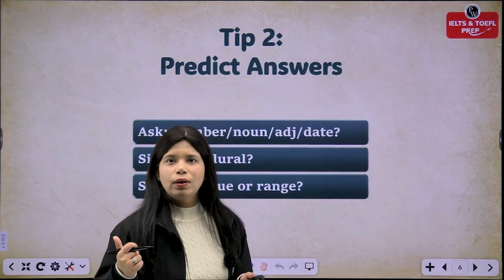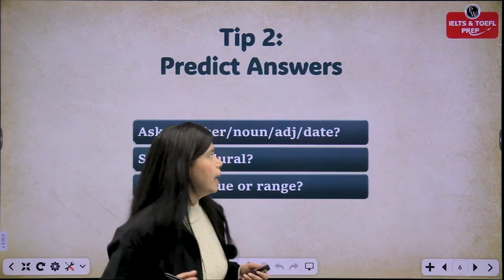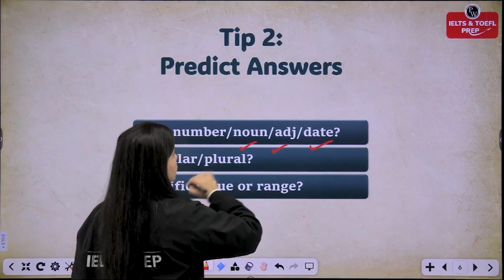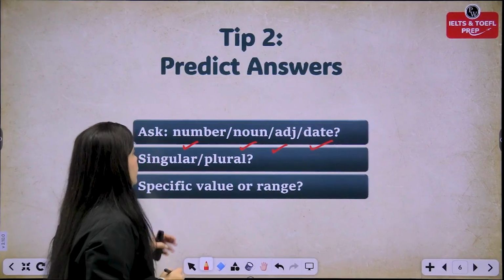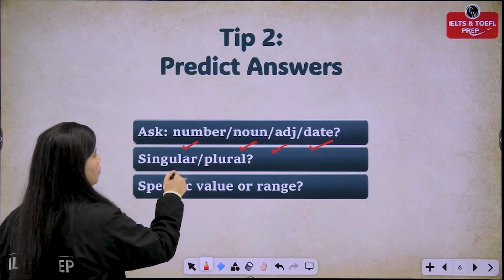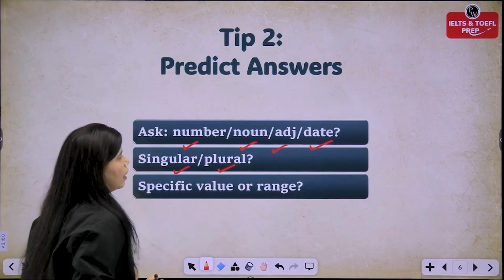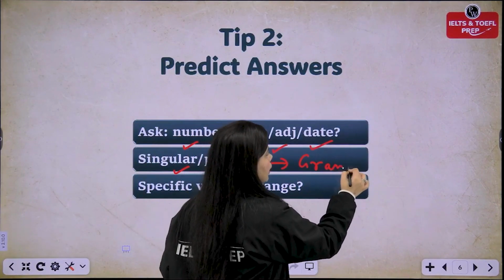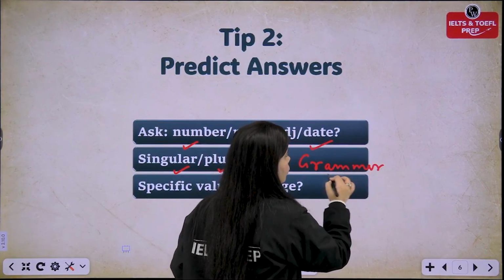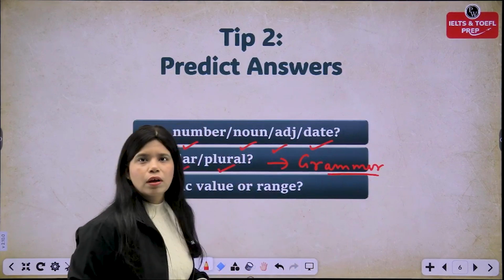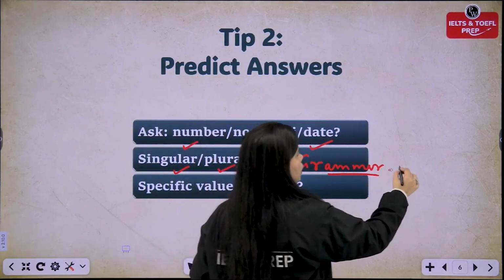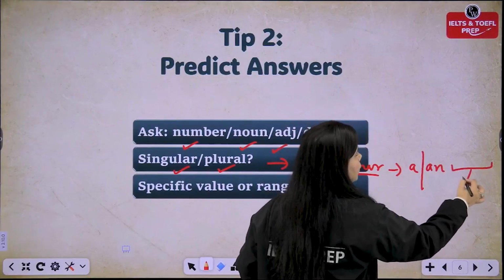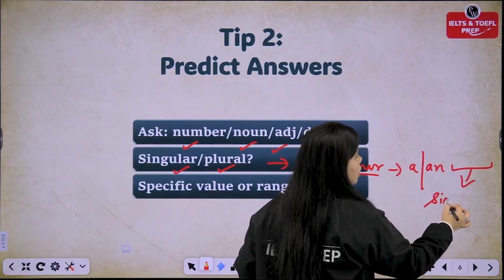what is going to come here? What exactly am I going to get for this blank? Am I going to get a date? Is it going to be an adjective? Is it going to be a noun or a number? If it's a noun, is it going to be singular or plural? And here, grammar will be really helpful. That will tell you even before the audio plays whether you are going to get a singular or plural noun. For example, if you see either a or an before a blank, that means you are going to get a singular noun.